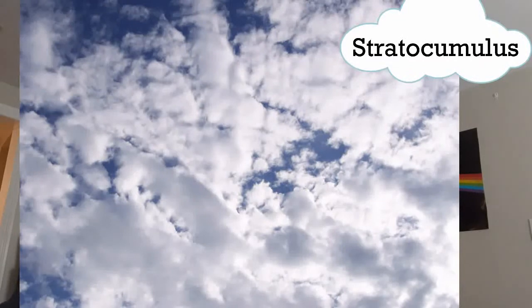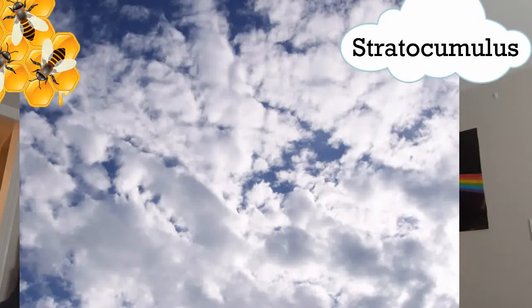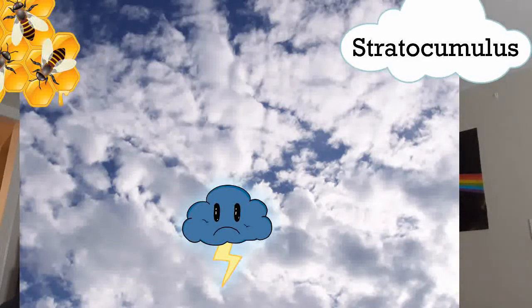Our last low-lying cloud is the stratocumulus cloud. It's normally patchy white or gray, and they kind of look like honeycombs, like bees make sometimes. Normally it means the weather will be okay for now, but you should be on the lookout for a storm. We are going to finish off today with 4 special kinds of clouds.